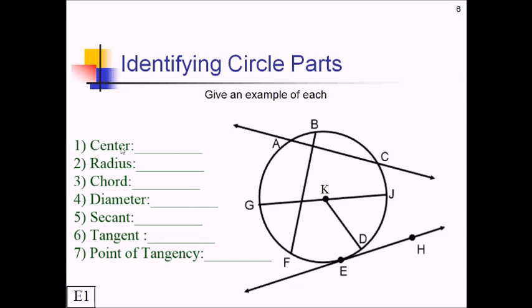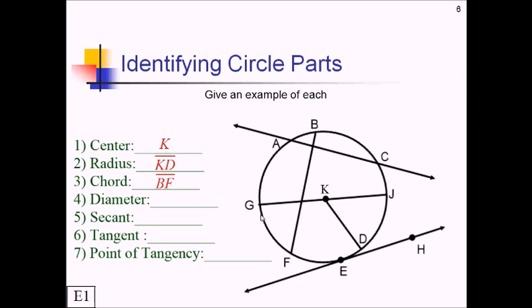So for the center, there's really only one option here, and that would be the point K. For the radius, we have a few options. One of them is this segment KD. You also could have used KJ or KG. And then for a chord, a few options here. The only one that is just a chord would be segment BF right here. Again, a chord is a segment that connects the circle at two different points.